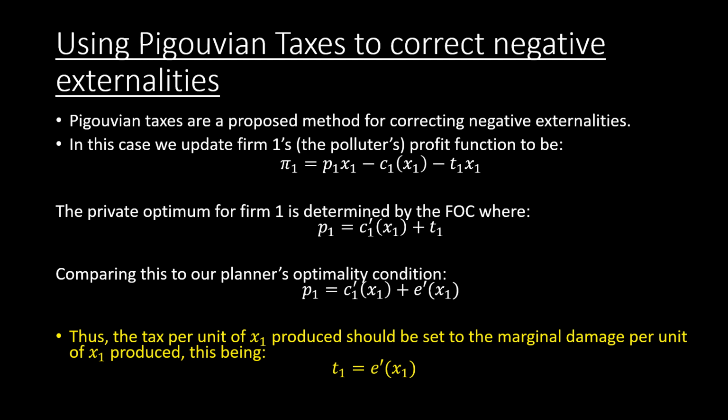Now, comparing this optimum to our planner's optimality condition here, and just equating them to each other, we have a result which says that the tax per unit of good X1 produced should be set to the marginal damage of unit X1 produced. This being as follows, where we have T1 being equal to the derivative of our damage function, which is caused to firm 2, in this case, through the production of X1.